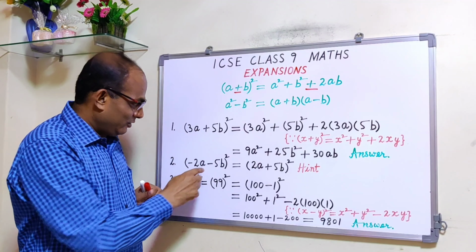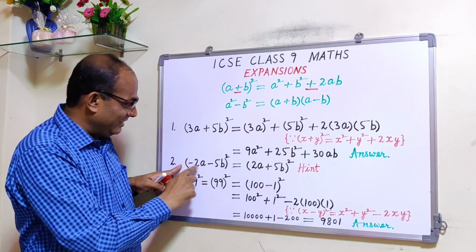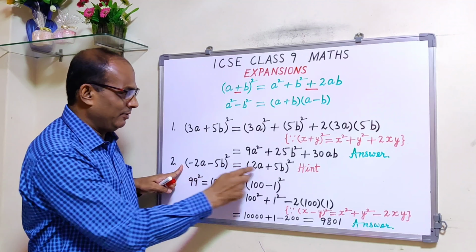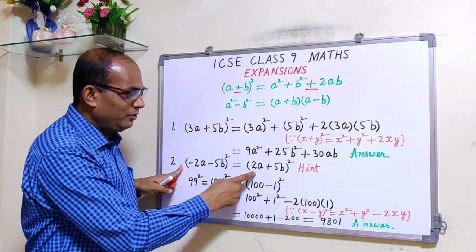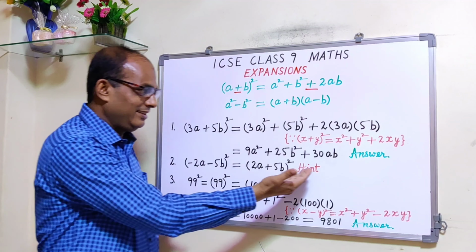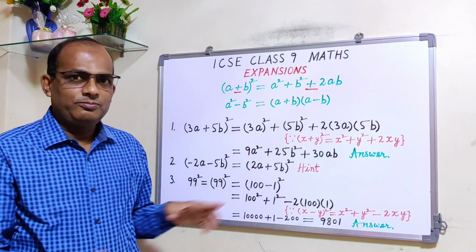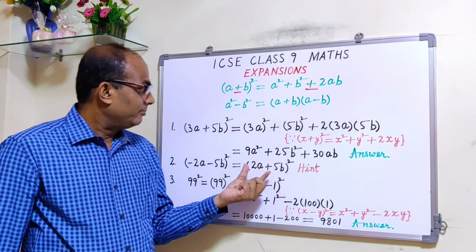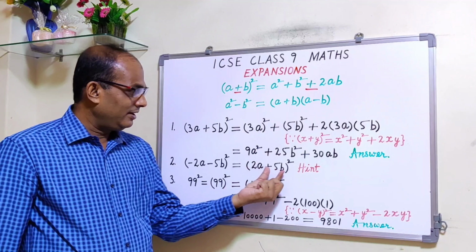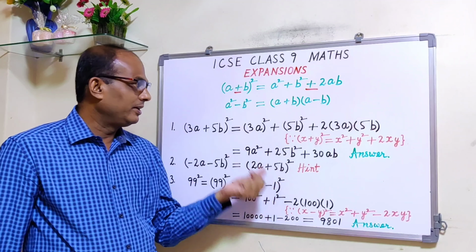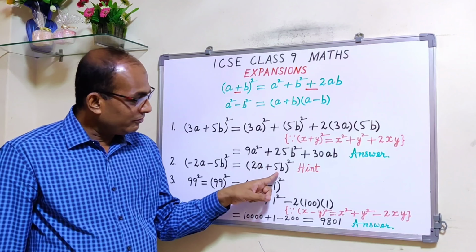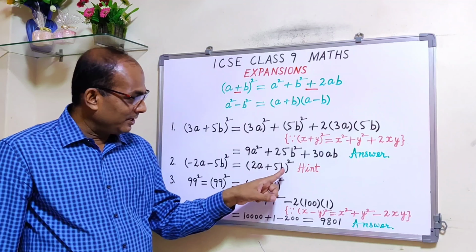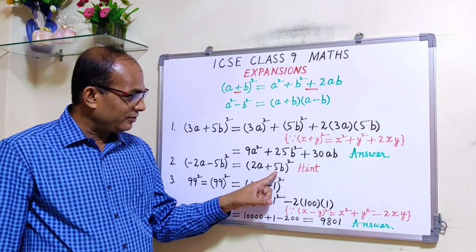Got it? So minus 1 square is becoming 1, and inside now you are getting 2a plus 5b, and this 1 is outside, so 1 we don't write. So simply 2a plus 5b whole square, and this I have given you as a hint. Now you please solve this. You can do it. Apply the formula a plus b whole square, a square plus b square plus 2ab. The answer will be 4a square plus 25b square and plus 2 2s are 4, 5s are 20ab.